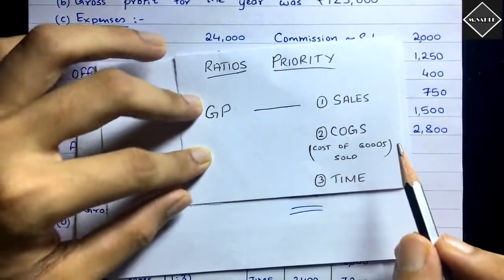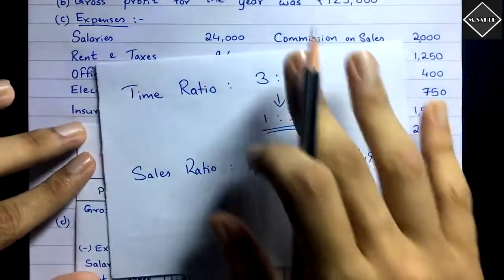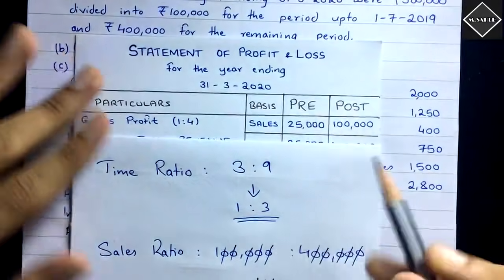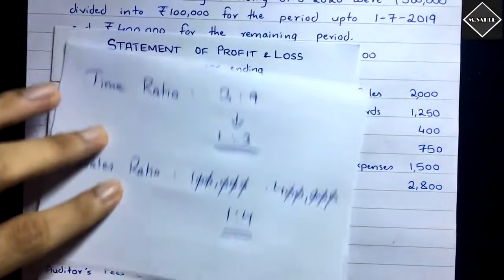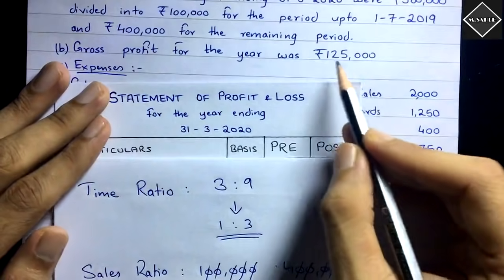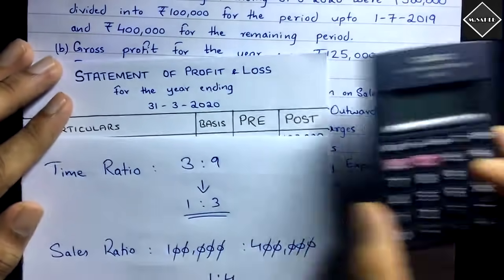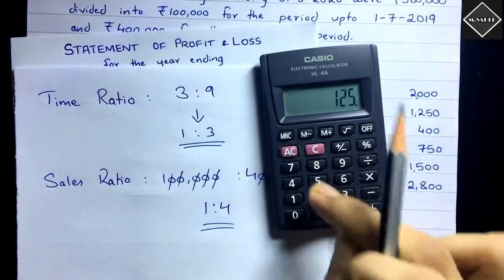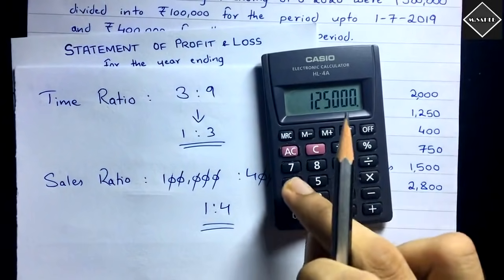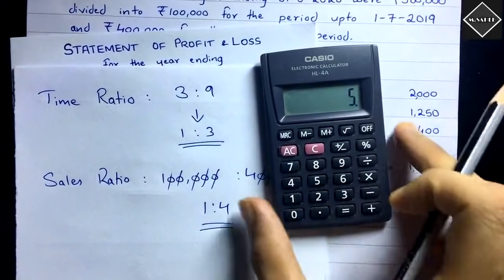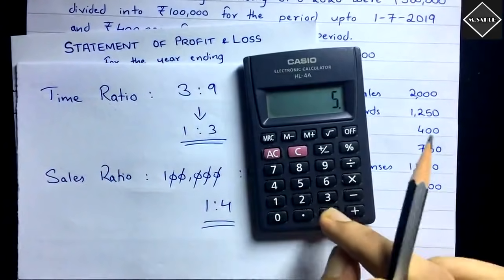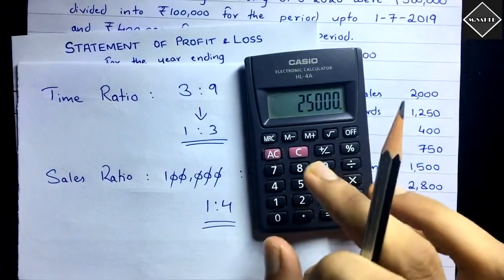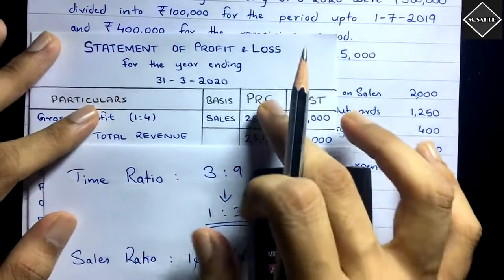Now I have taken the gross profit first, and I have used the sales ratio, that is 1:4. Let's see how to divide that. 1,25,000 is the gross profit, and the sales ratio is 1:4. So 1,25,000 into 1 divided by 5. Why 5? 1 plus 4 is 5, right? That is equal to 25,000. Simple. And this goes to the pre-column, 25,000.